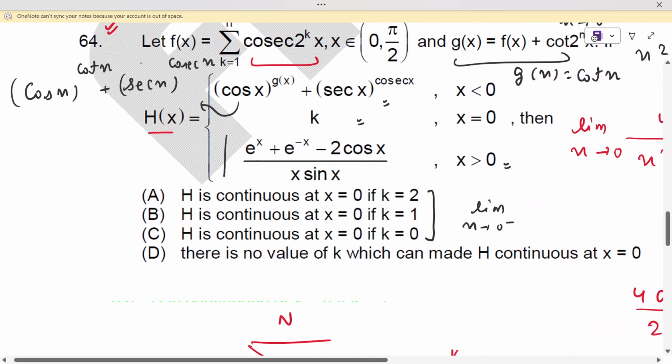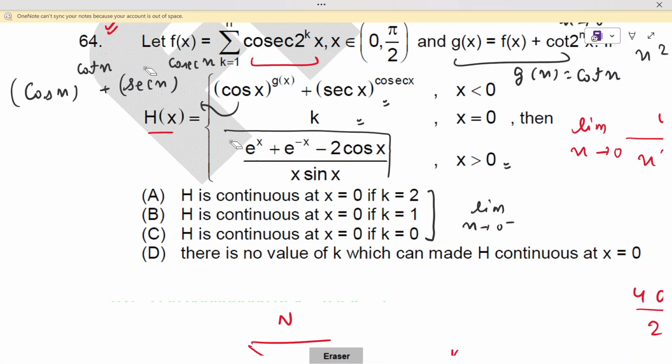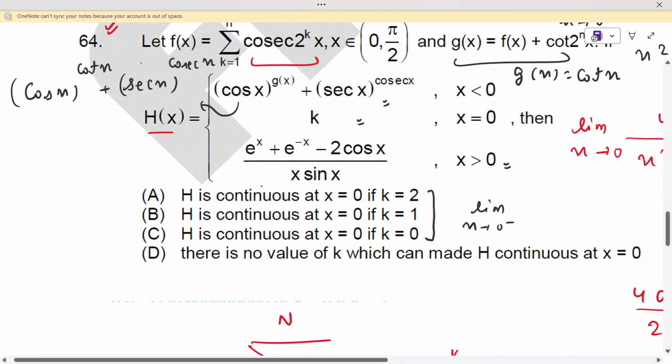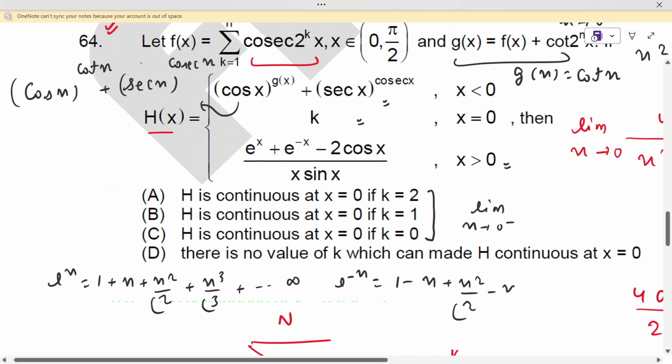Regarding the solving of this particular limit, it seems like you have to use expansion. That will be better, right? So e^x is 1 plus x square by 2 factorial plus x cube by 3 factorial, and so on. Now e^(-x) is 1 minus x plus x square by 2 factorial minus x cube by 3 factorial. Now simply add both equations. So we have e^x plus e^(-x) equal to 2 into (1 plus x square by 2 factorial plus x^4 by 4 factorial).